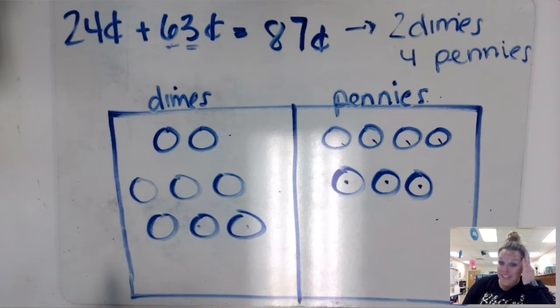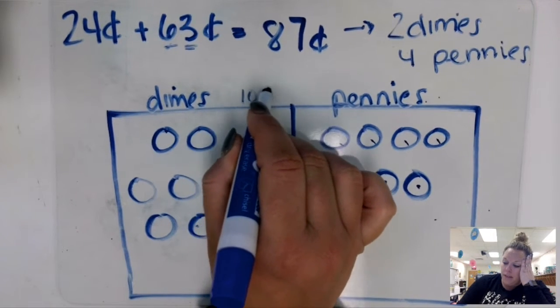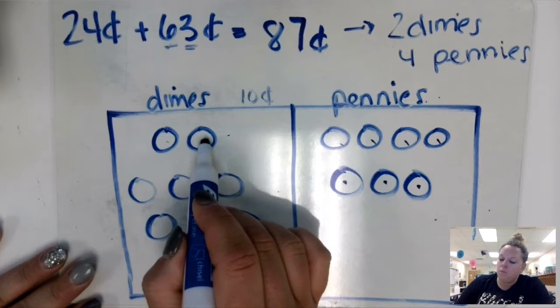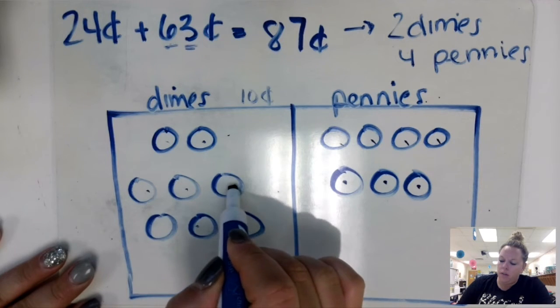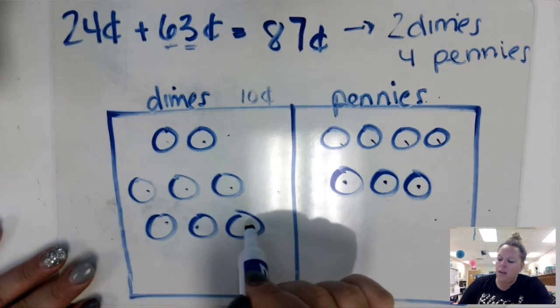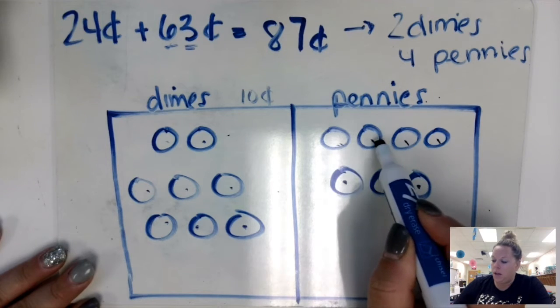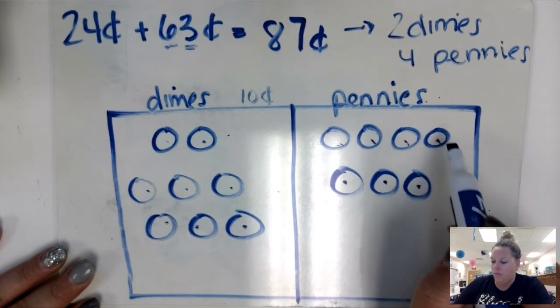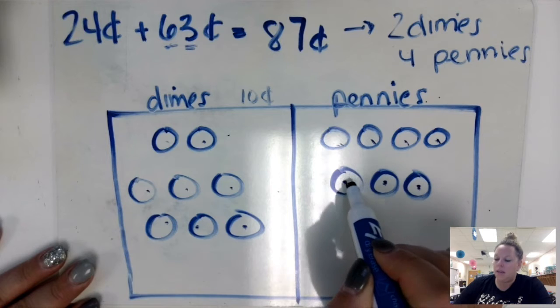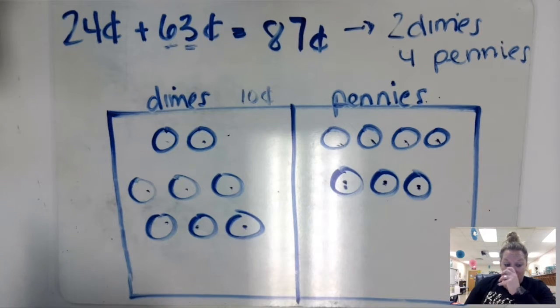Well, let's count that just to double check. Remember that dimes are worth 10 cents. I have to count by tens. 10, 20, 30, 40, 50, 60, 70, 80, 81, 82, 83, 84, 85, 86, 87. So I do have 87 cents.